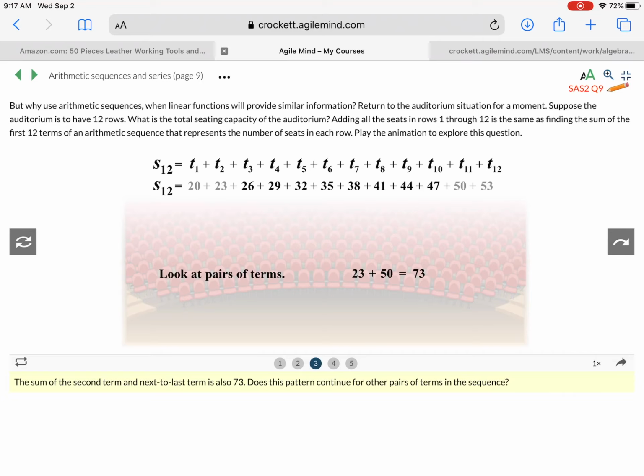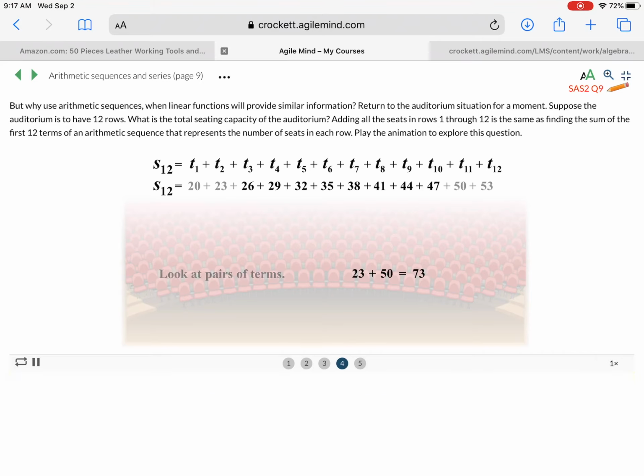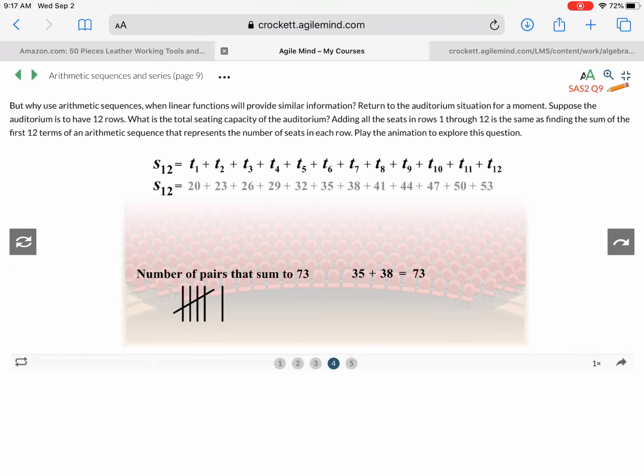Do you think this pattern continues for the pair of terms in this sequence? Okay, we're going to hit this number 4. All right, there's the third. There's the fourth. There's the fifth. And last but not least, the 6th term. Okay?